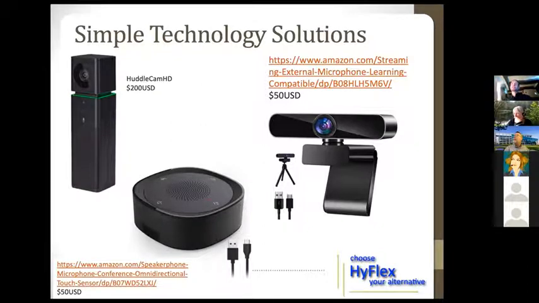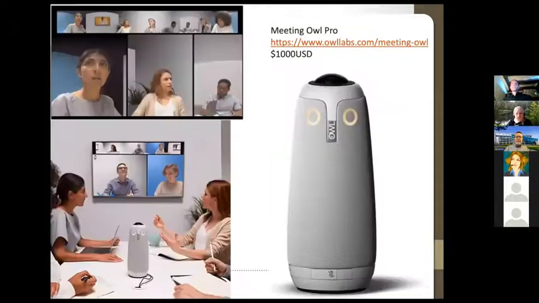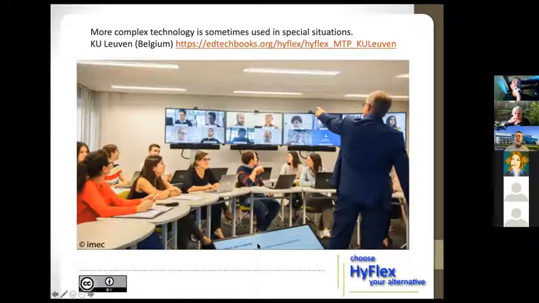There are other simple solutions that might be useful, and they're not expensive. Another one that many have been using this last year is this OWL camera, which gives you a 360-degree view around a conference room. It's designed as a conference room microphone and 360-degree camera. But a lot of people have used these, especially in smaller classes where the technology is easier to do and more portable. But we also have HyFlex courses that are being taught in much more high-cost classrooms or that are focused on different things. This is an example from Belgium.